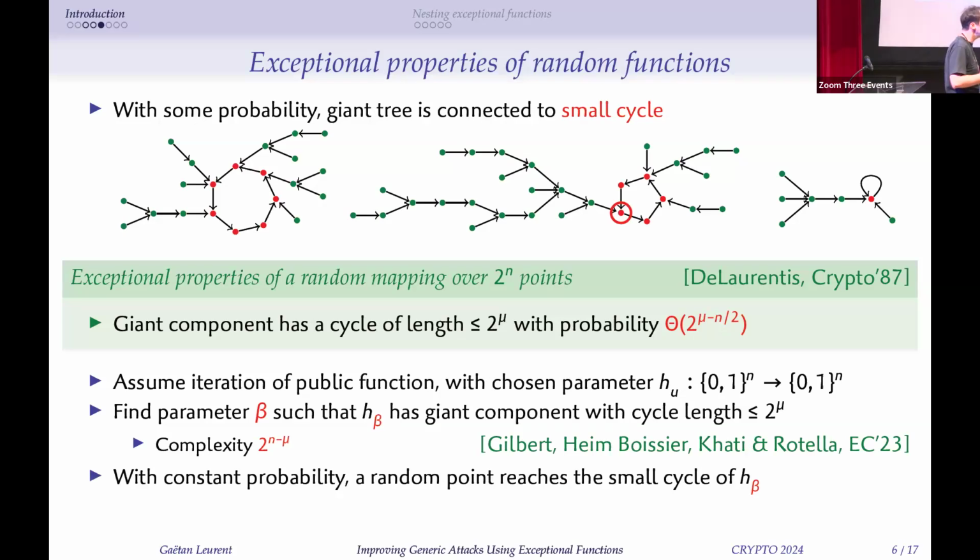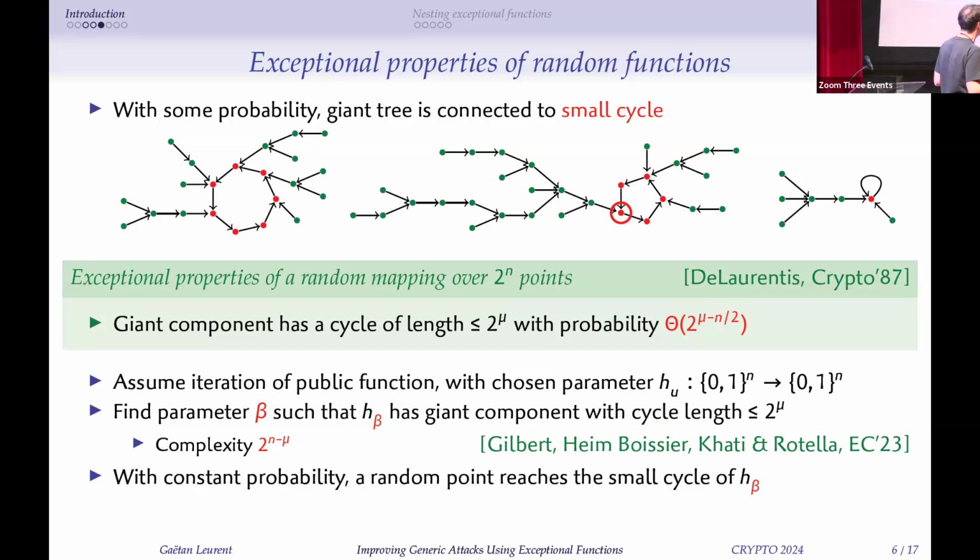And when this happens, this creates a large component, because you have the giant tree in it, but with a relatively small cycle. And this is interesting in terms of cryptanalysis because now, if you have this, you know that starting from a random point, if you iterate long enough, you will likely reach this small cycle. And so this strongly reduces the entropy of the state.